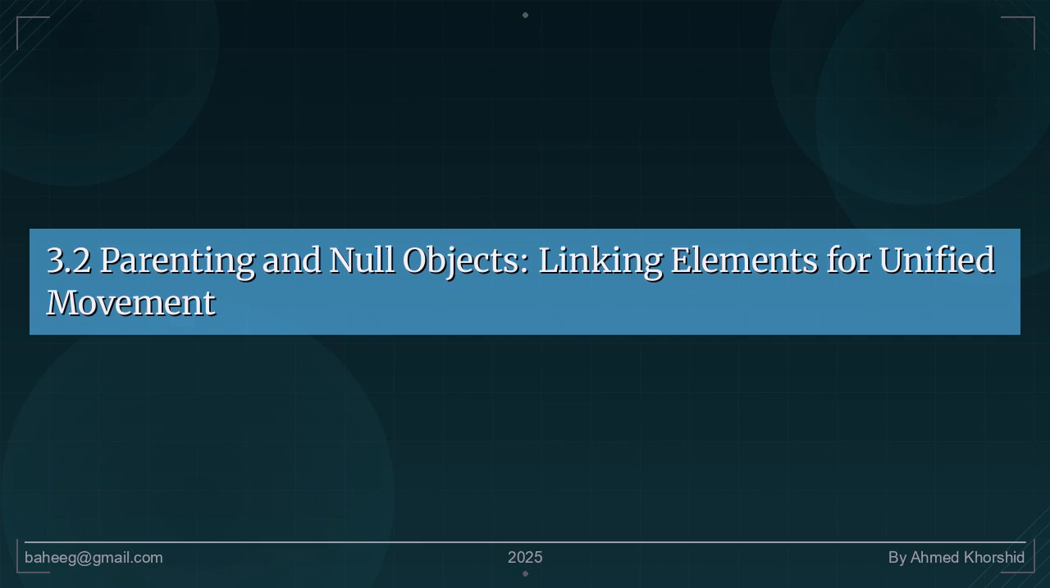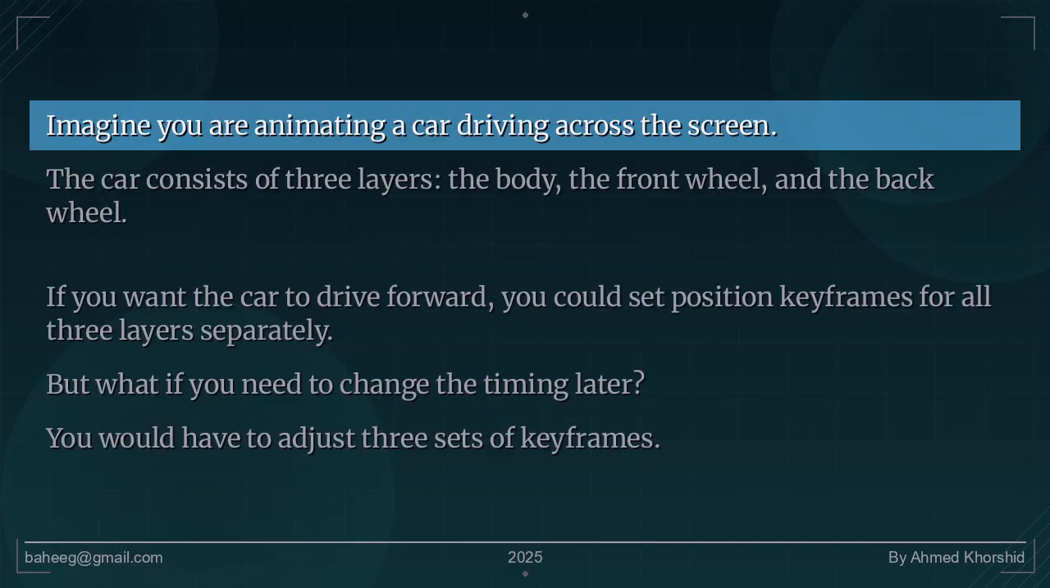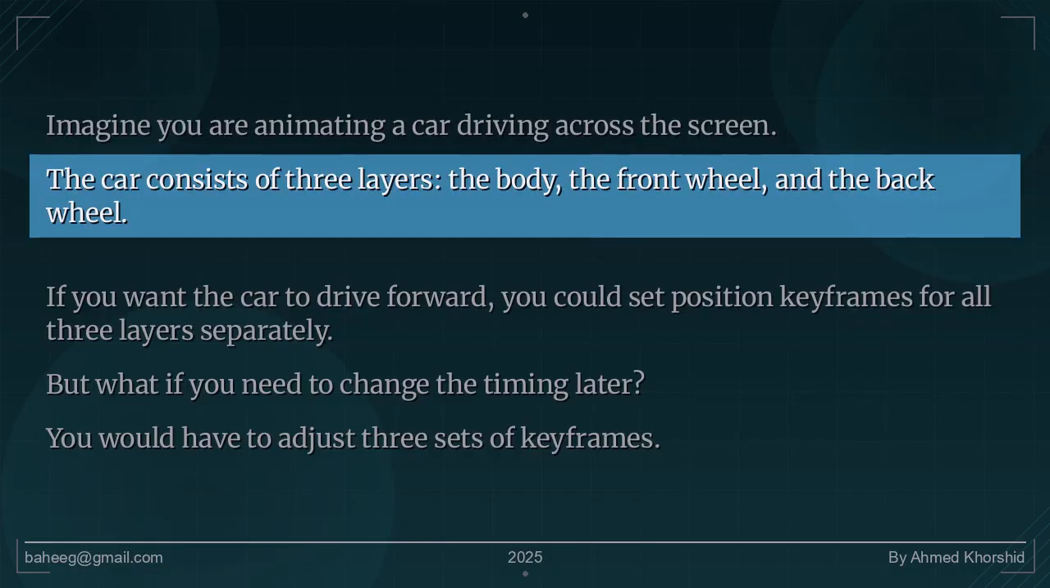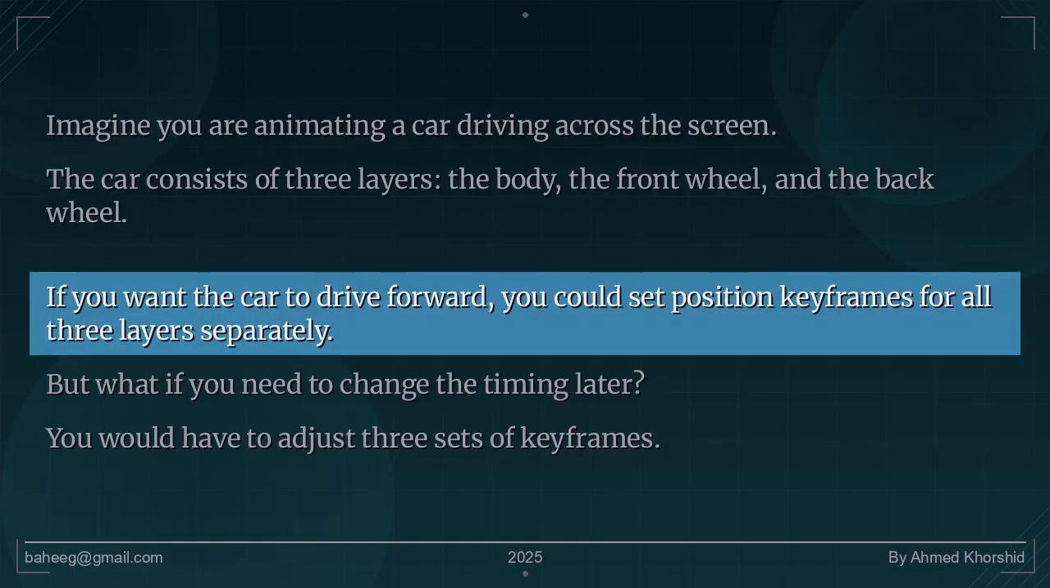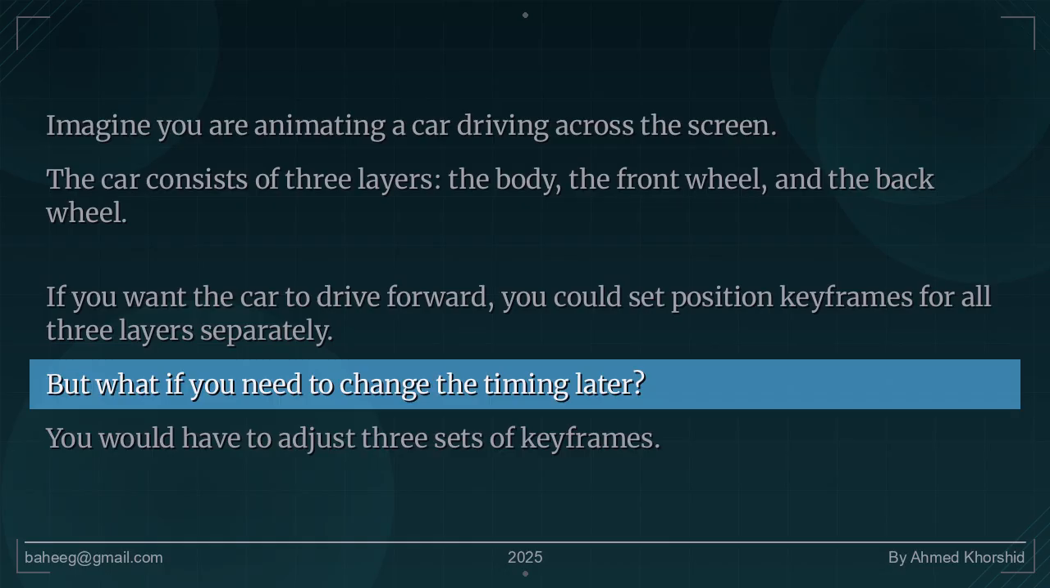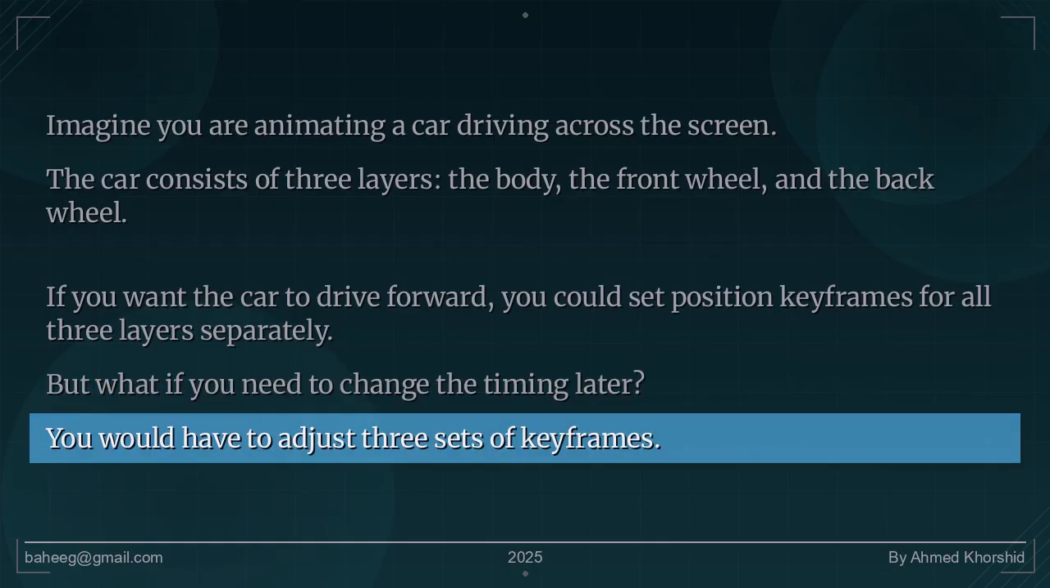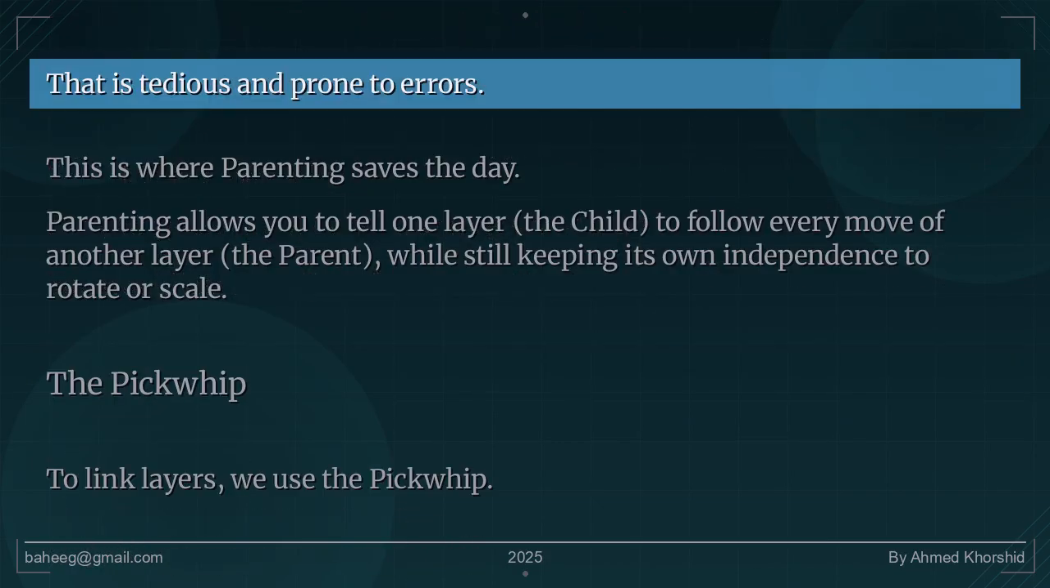3.2 Parenting and Null Objects, Linking Elements for Unified Movement. Imagine you are animating a car driving across the screen. The car consists of 3 layers, the body, the front wheel, and the back wheel. If you want the car to drive forward, you could set position keyframes for all 3 layers separately. But what if you need to change the timing later? You would have to adjust 3 sets of keyframes. That is tedious and prone to errors.